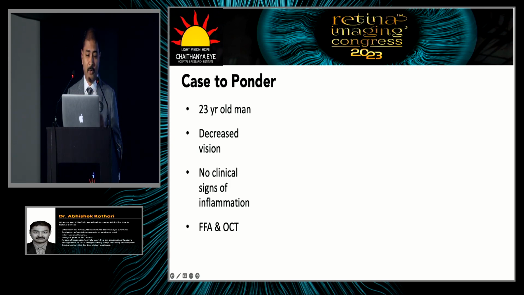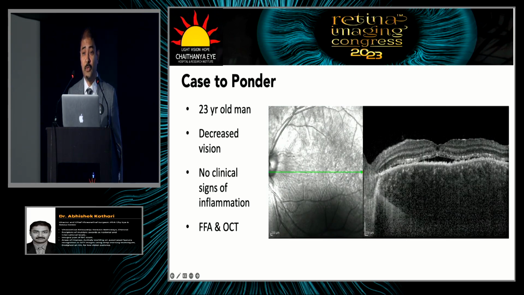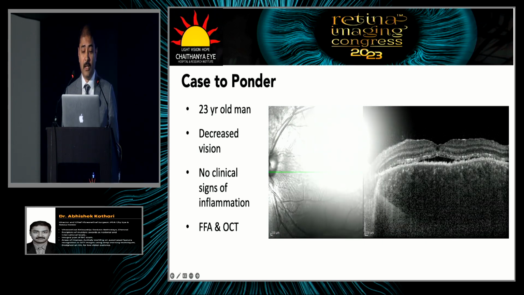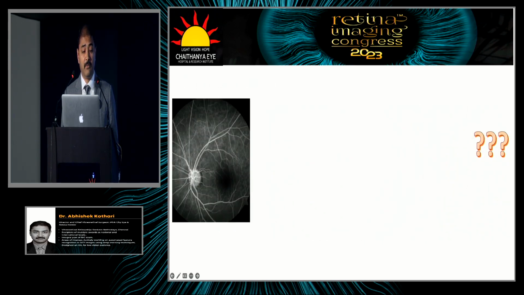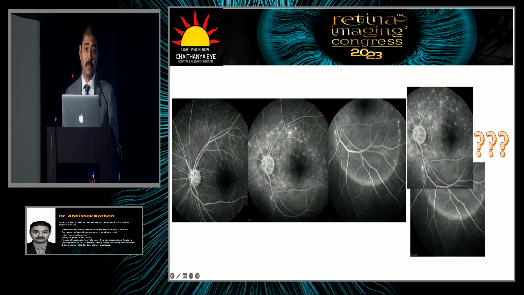This was a 23-year-old man with a history of decreased vision for about 10 days, no clinical signs of inflammation, no retrolental cells, no pre-retinal cells, and this is how the OCT looked. Thickened choroid, a lot of hyperreflective foci, a little bit of SRF, and he underwent an FFA, and had multiple punctate hyperreflective lesions and a bulla of fluid. The disc is not hot. There are no other signs of inflammation. So what could this possibly be?